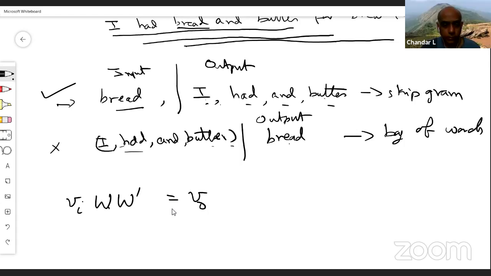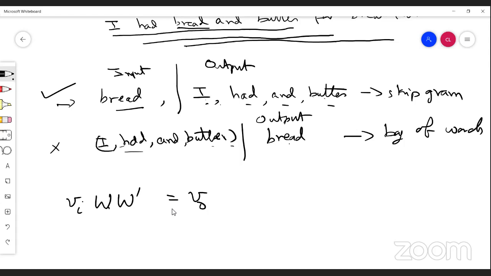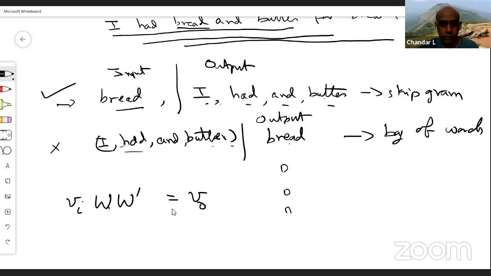So how do you give I, had, and butter as input? Because there is one hot encoding. I will have one hot encoding, had will have one hot encoding. So you combine them all. The way it is done is that multiple neural networks are considered. You consider not just one; if you had I, had, and butter, one of them would be the I, another would be the had, and then and.